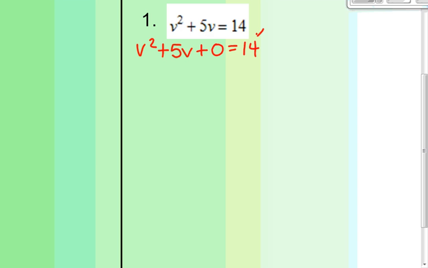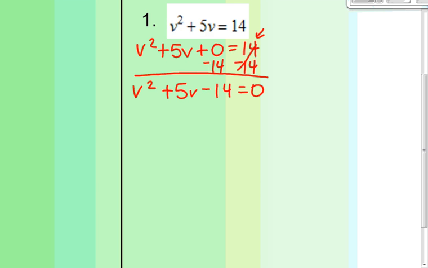And now we need to get rid of this 14. It's a positive, so we're going to subtract it on both sides. I put it underneath that 0 because those are like terms. So we have b squared plus 5b minus 14 equals 0. And now it's in standard form, so we can label a, b, and c. A is the coefficient 1, b is 5, and c is negative 14.